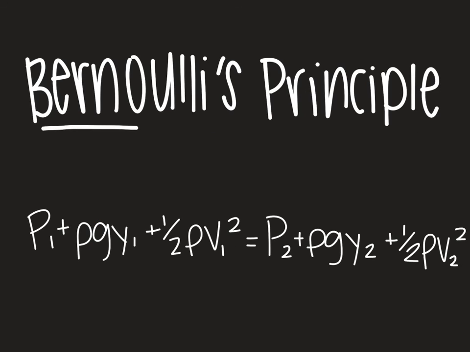Yet another principle is Bernoulli's principle, and this states that where the velocity of a fluid is high, the pressure is low, but where the velocity is low, the pressure is high. And this, of course, comes from the law of conservation of energy. This can be represented by the equation shown below and can also be called the big boy equation. Why? Because it's big.